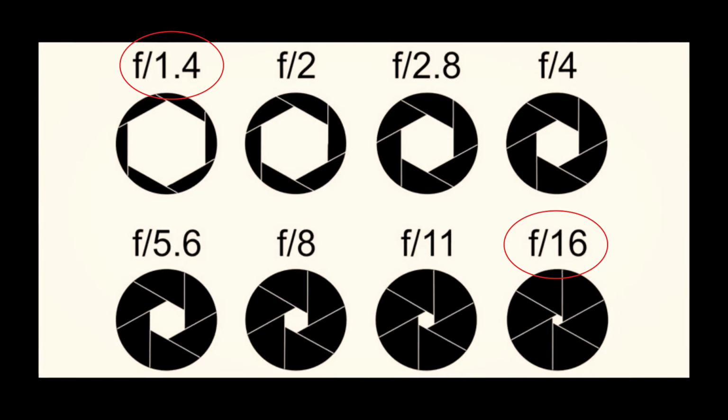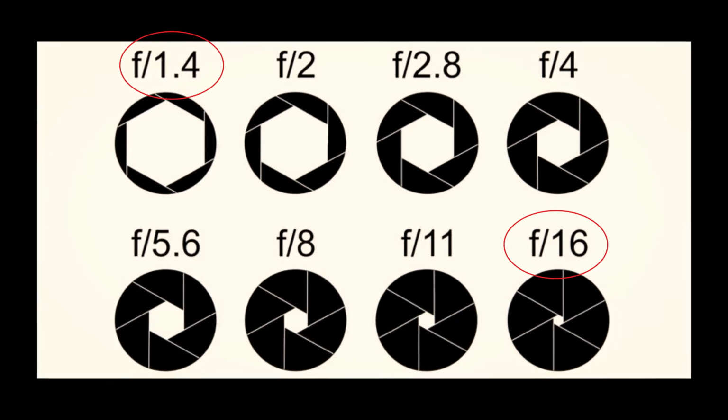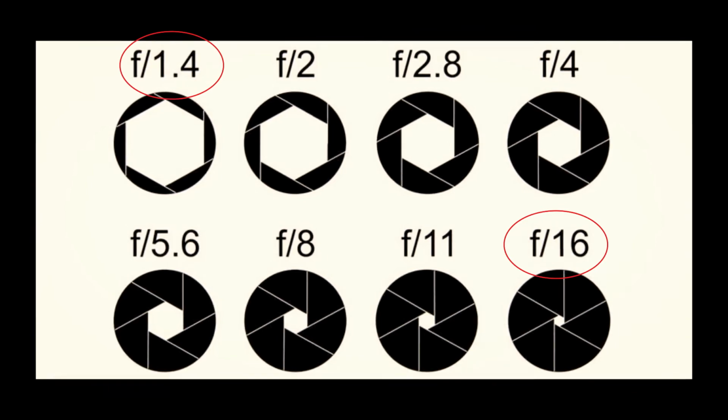The higher the aperture, the less light that will be let into the camera. The lower the aperture, the more light will be let in through the camera. A higher aperture is ideal for shooting in the daytime when it's really bright out, and a low aperture is ideal for shooting in the nighttime or in low light situations.